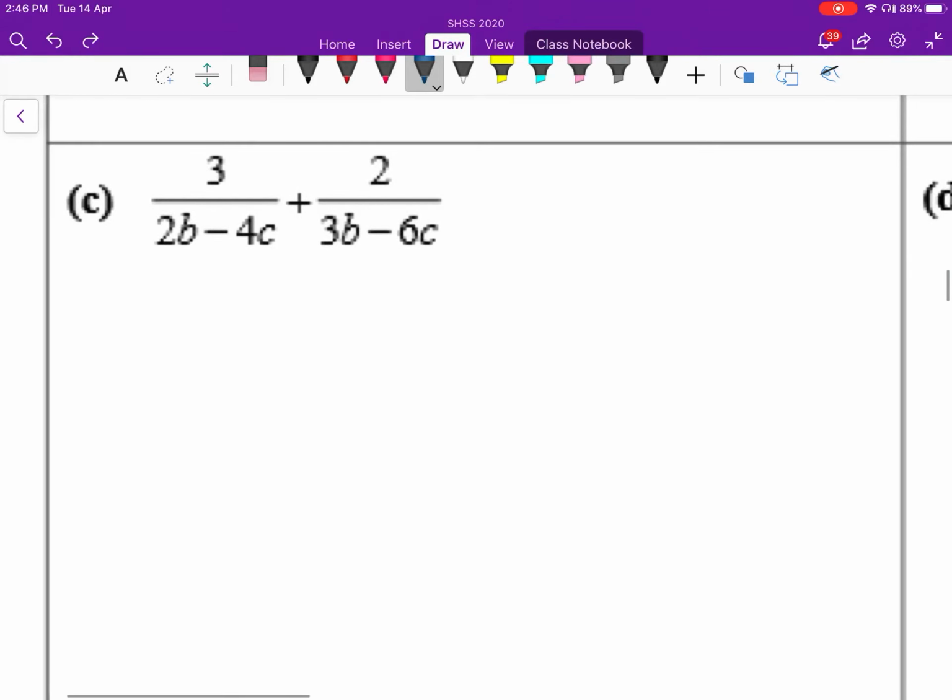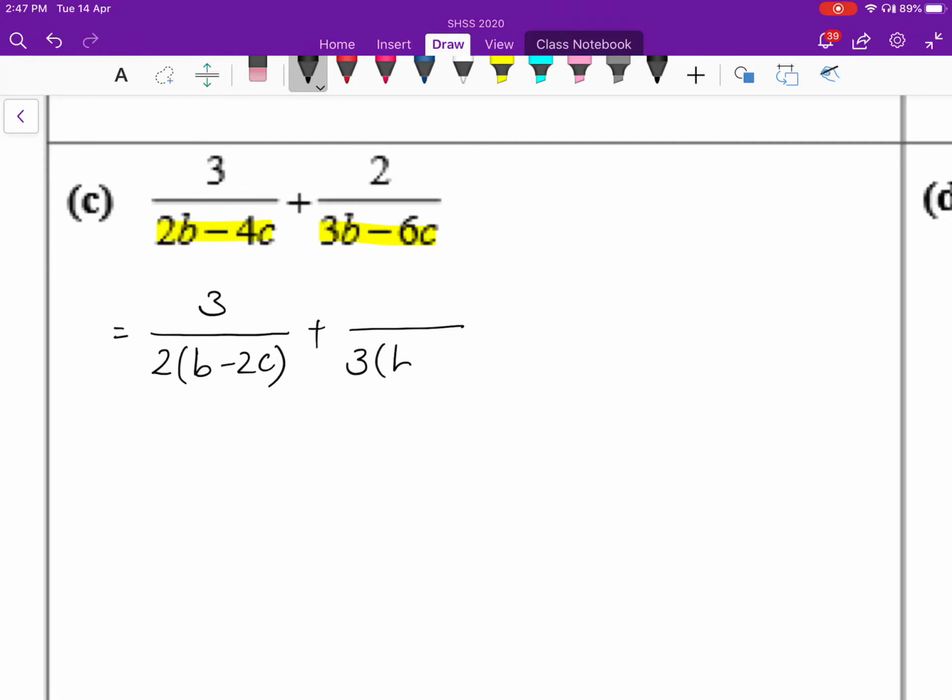Part C is a little bit different from Part B because if you notice, the denominators are expressions that you can factorize. So in this case, we must factorize first. This equals 3 over, I take out 2 here, I get b minus 2c. Here I can take out 3, I'm left with b minus 2c. First step, factorize.